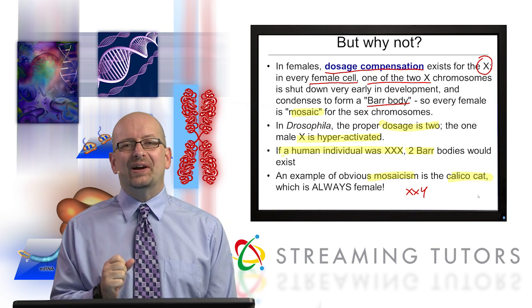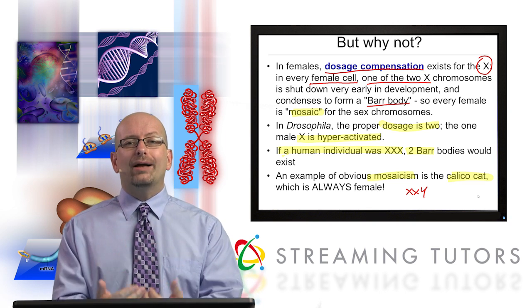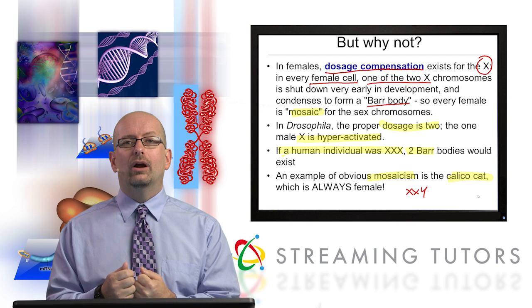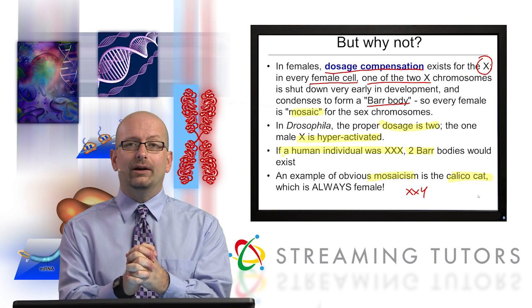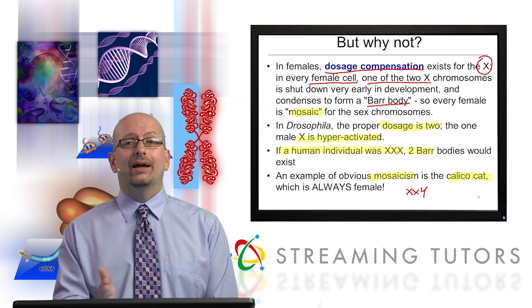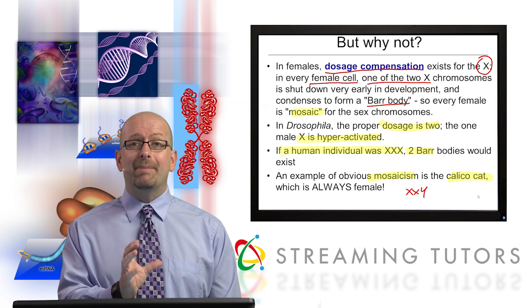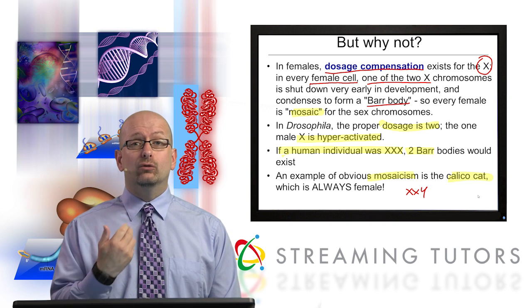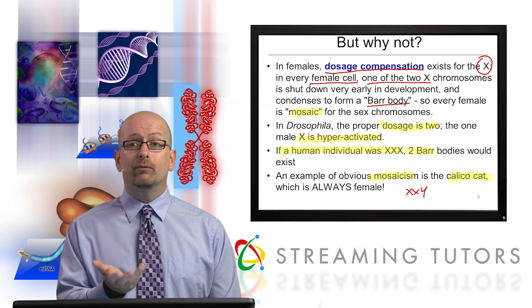So the best answer I can give you is that the process of X inactivation does not occur right in the zygote. It occurs early on during development in the first few weeks. But something about that early development and the imbalance of the X chromosome is where whatever problems exist come from.